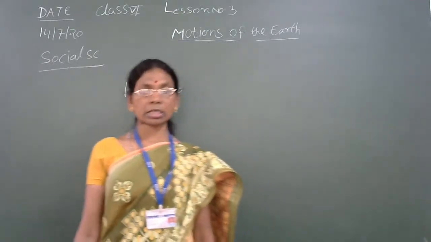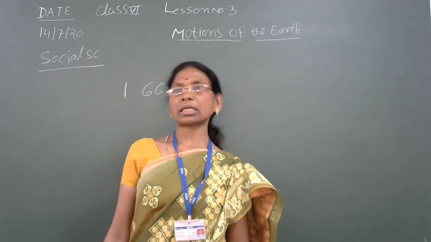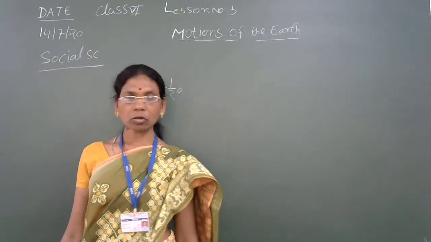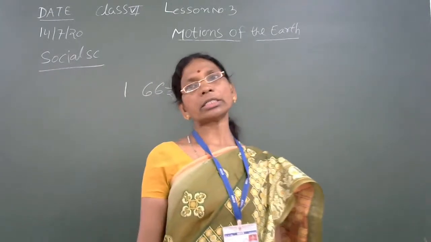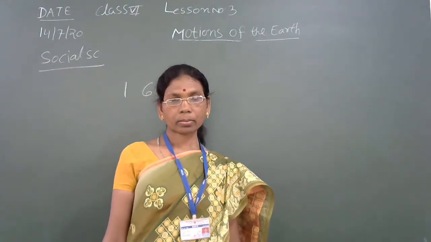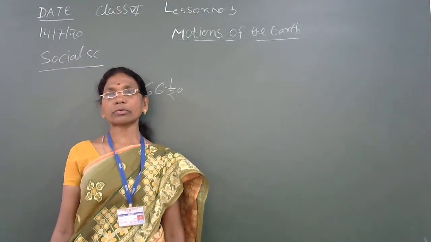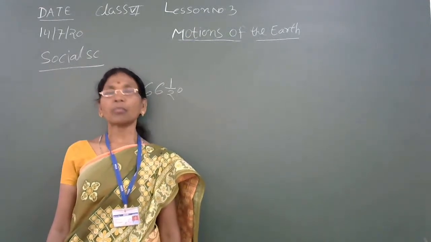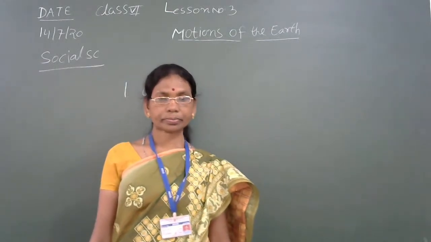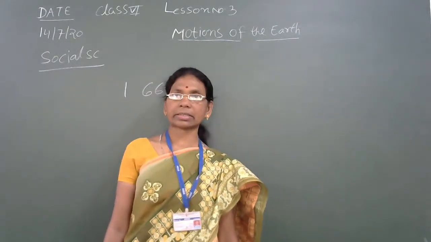The second motion of the earth around the sun in its orbit, that is called revolution. Now it takes 365 days to revolve around the sun. We consider a year as consisting of 365 days.